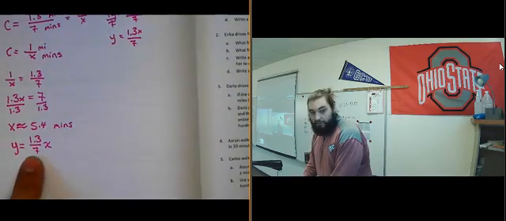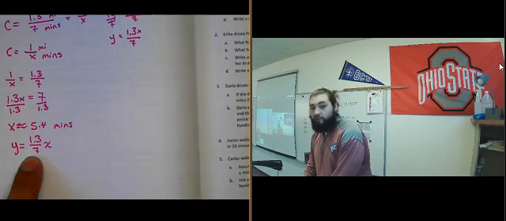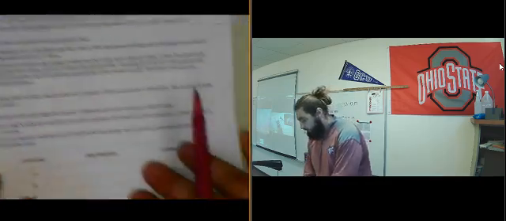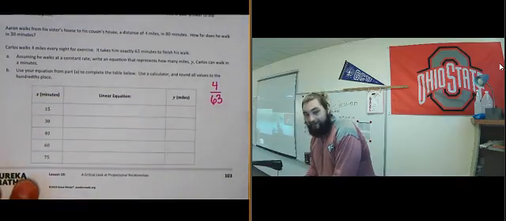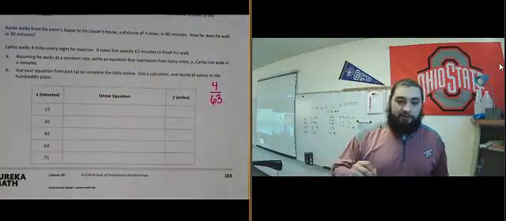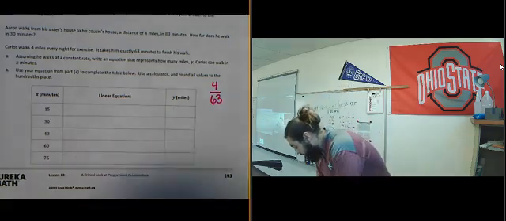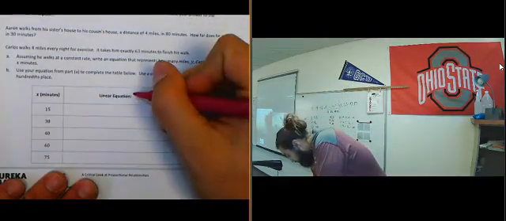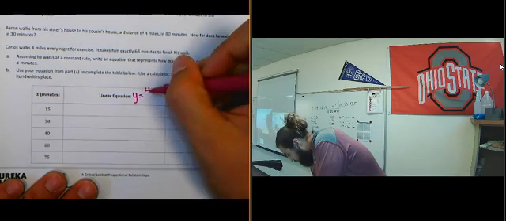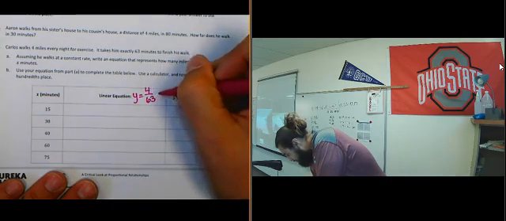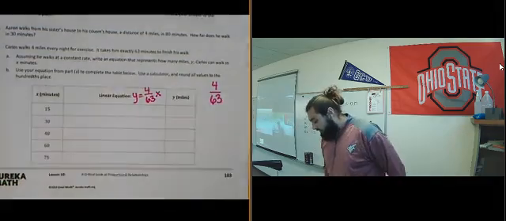So here, just like we did in question number 2, we took it and we plugged it in as our coefficient for x. We're going to do the same exact thing for number 5. We're going to take our fraction, 4 over 63, and plug it in as our coefficient of x into our equation. So the equation is y equals 4 over 63 times x. This is our equation.